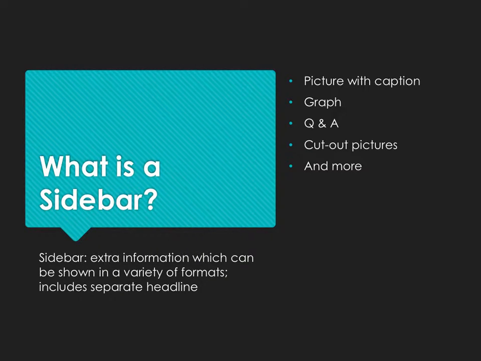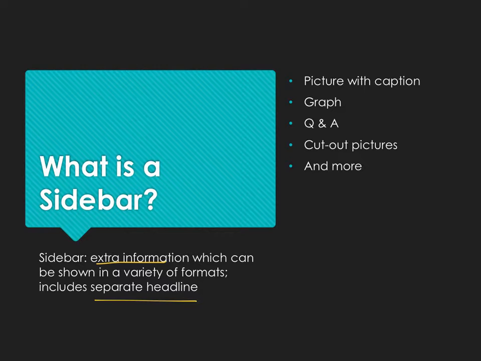A sidebar is simply extra information, which can be shown in a variety of formats, and it does have a separate headline. It is generally a slightly different angle on whatever subject the spread covers. So if you have a spread on basketball, and most of the spread just talks about how successful a season was, you might have a sidebar that talks about perhaps one player who's going on to play at the college level. Slightly different angle, still related to the concept of the overall spread, which is the success of the season, but it's giving some new information that we didn't get in the main article.